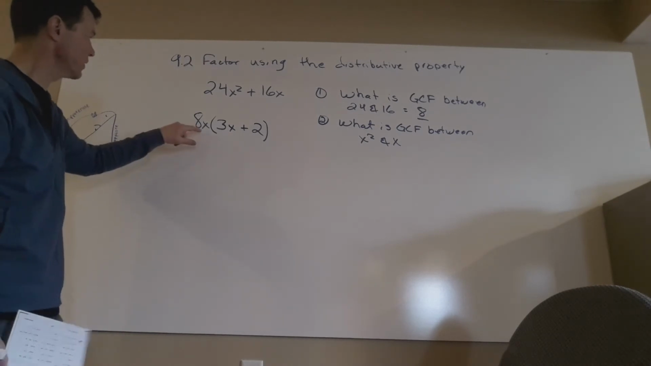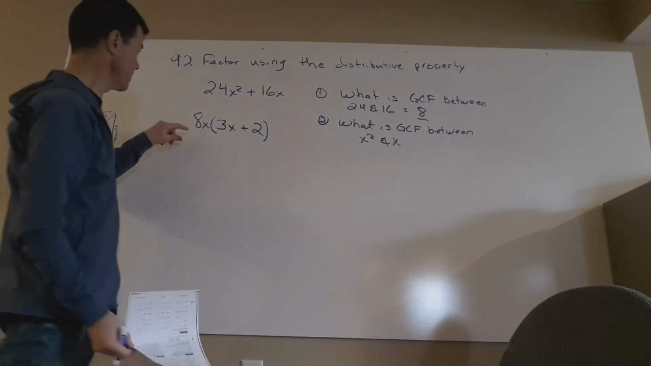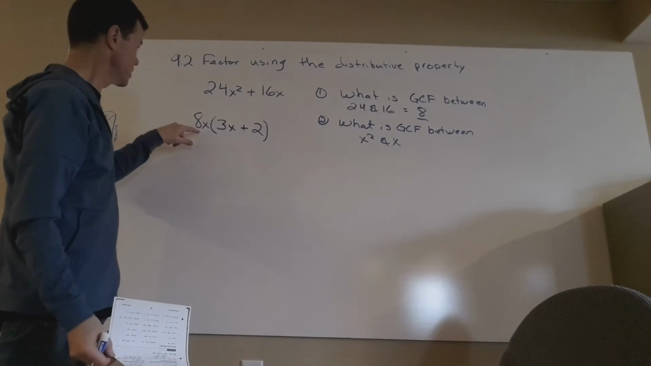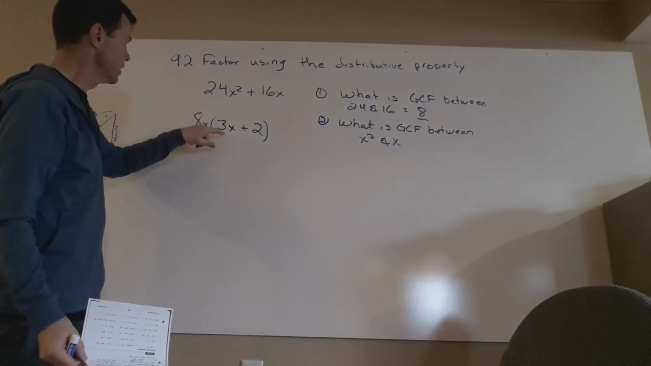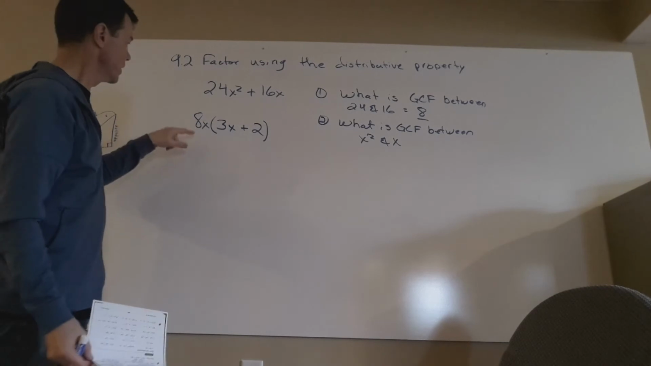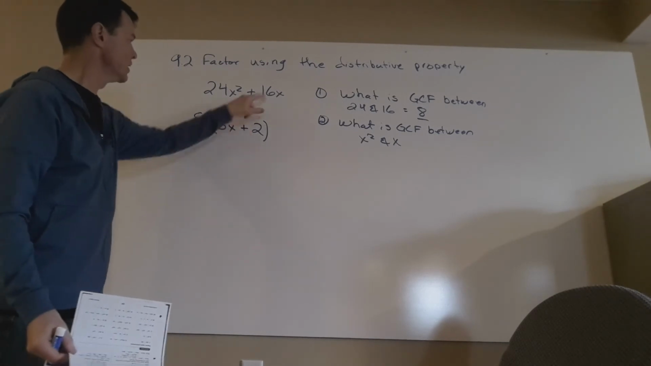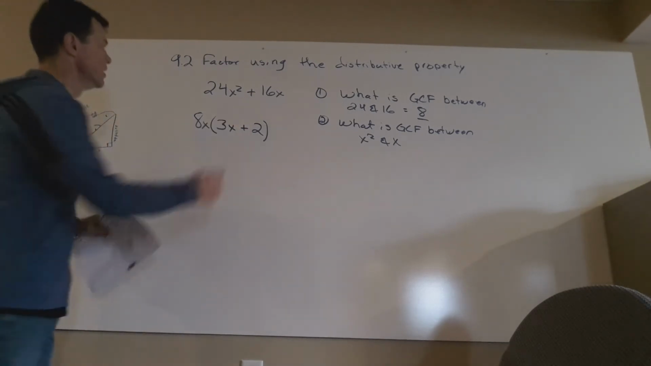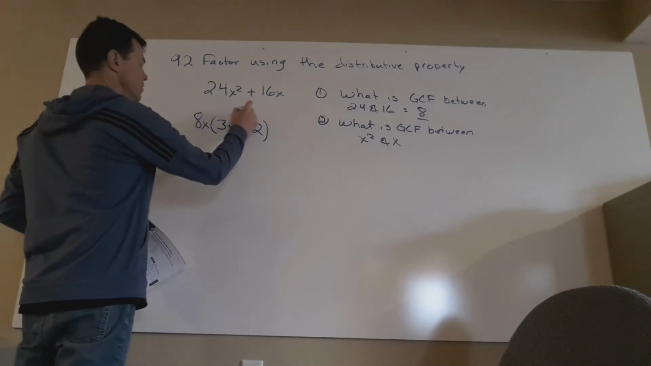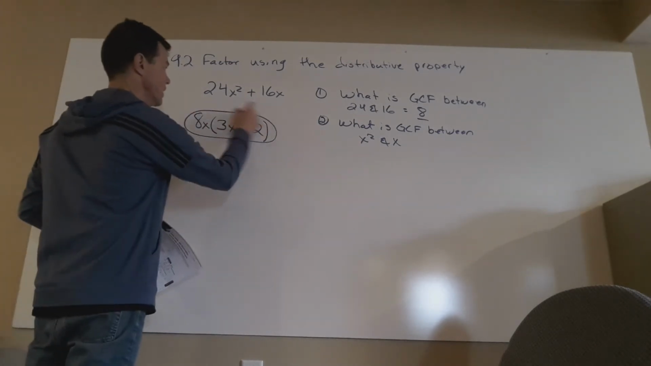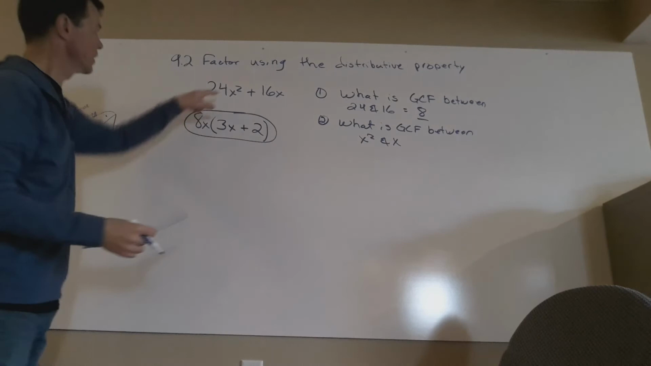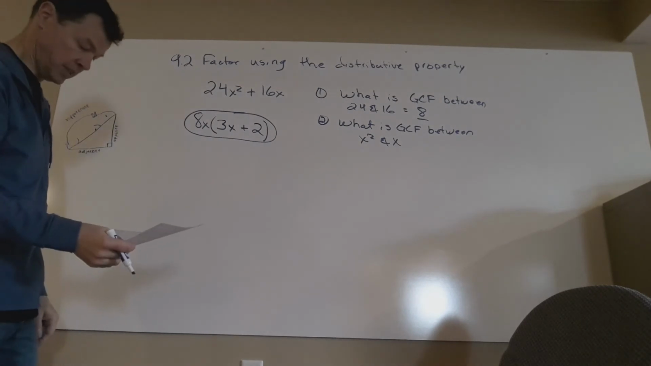Check your work on these if you need to, and that's the greatest thing with algebra. I mean, you can check your work. Work backwards, check your work. 8x times 3x, 24x squared. 8x times 2, 16x. So this would be your factored answer to 24x squared plus 16x.